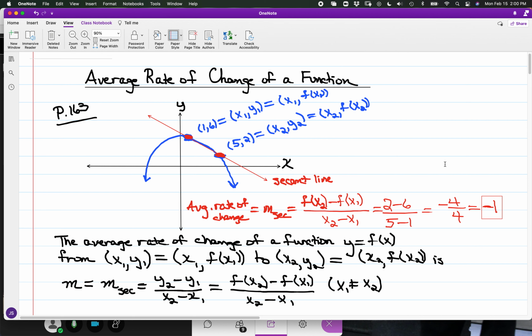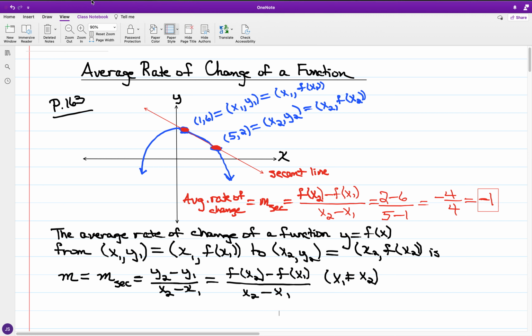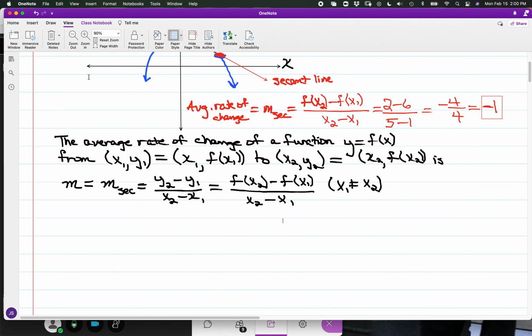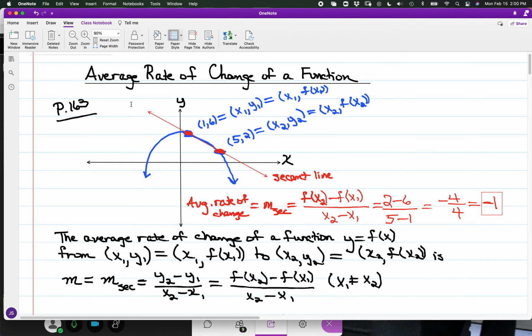Okay, good afternoon. Just going back to what we have in the case of functions, regarding average rate of change of a function. Again, this is what we have with average rate of change of a function. This is going to be in reference to a formalized version of what we have in the slope.